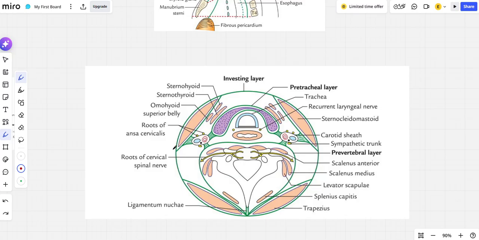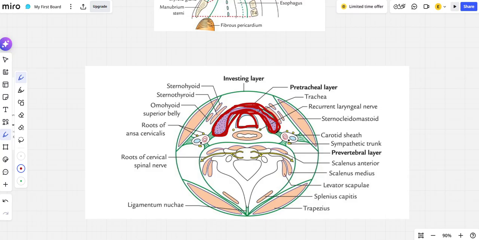Now the deep cervical fascia also has three further layers. So right inside this investing layer, you also have something called the pretracheal layer, right? So where is the pretracheal layer? Can you see this pretracheal layer? So this is your pretracheal layer. And you can see this is basically your C-shaped cartilage rings of trachea. So right in front of your trachea, you have this pretracheal layer, right?